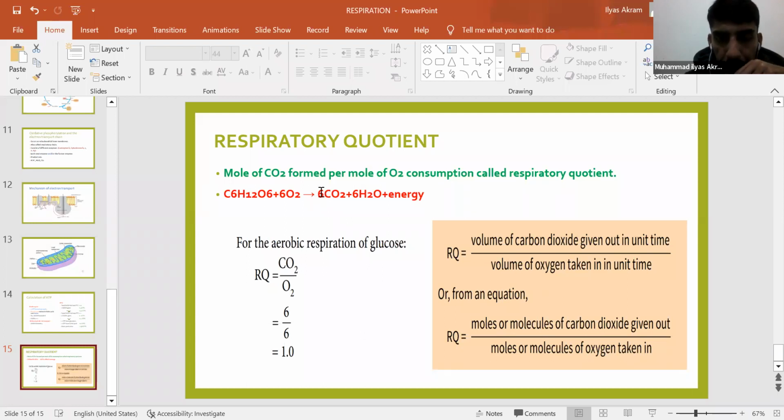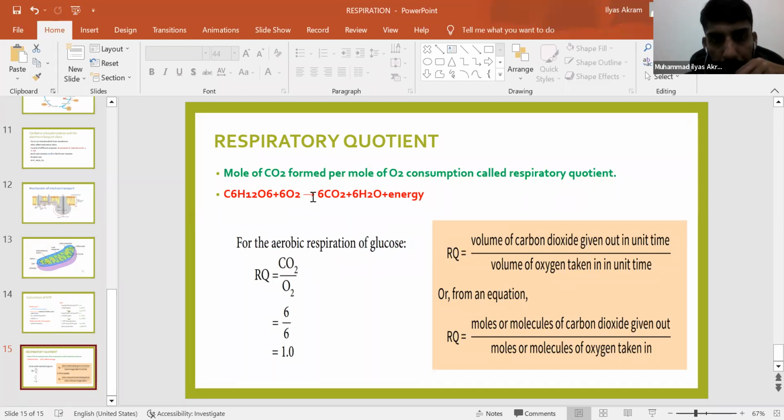This is a totally balanced equation, and we are seeing that 6 molecules of carbon dioxide are forming on the product side, while 6 molecules of oxygen are utilized on the substrate or reactant side. So this is the aerobic respiration of glucose.